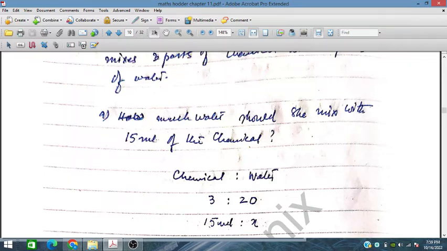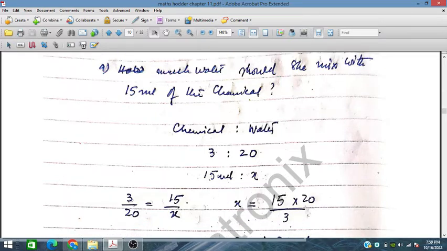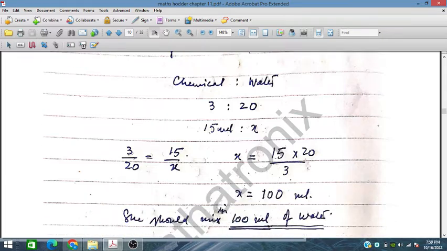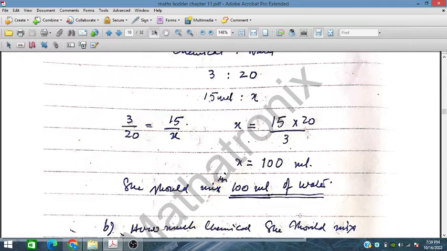He should mix with 15 ml of chemical. So chemical is 15 ml. How much water would be required? It's simple. It's not 40, but 5 times, so this is 100 ml. We can easily say this, but we will perform it with the 3 to 20 ratio, 15 by X. In this way we find 15 is 3 times 5, and 5 multiplied by 20 is 100 ml. So she should mix this chemical with 100 ml of water.